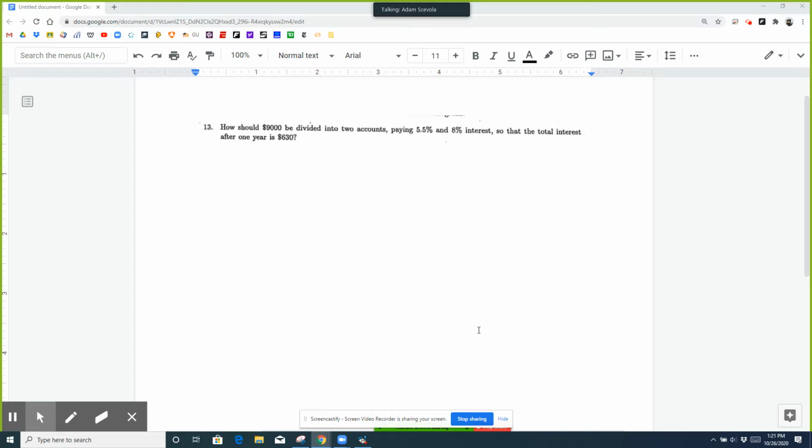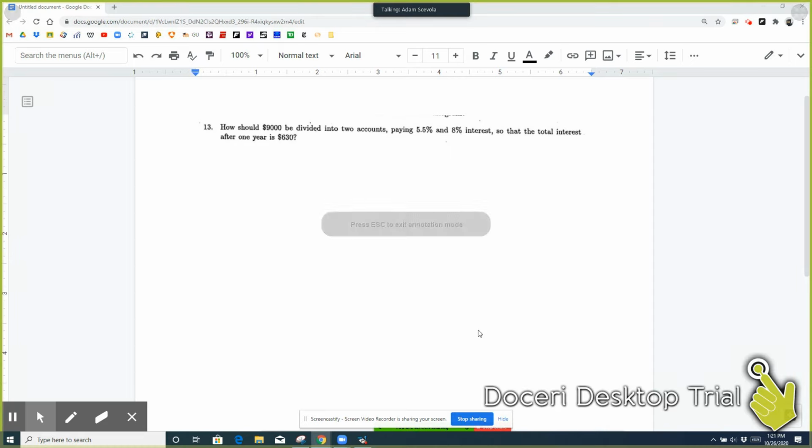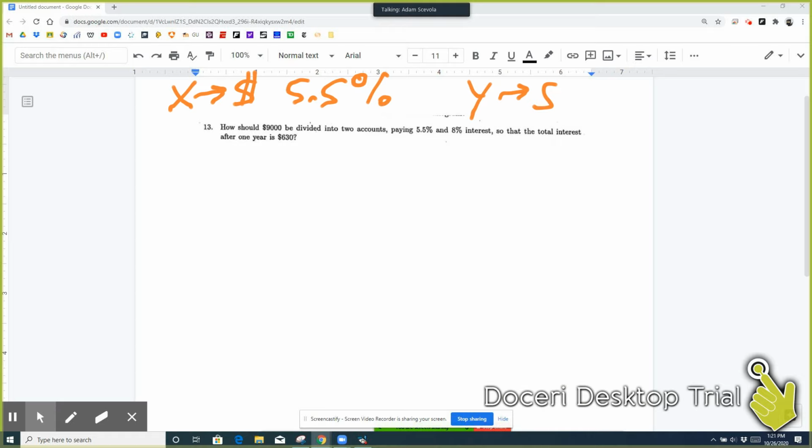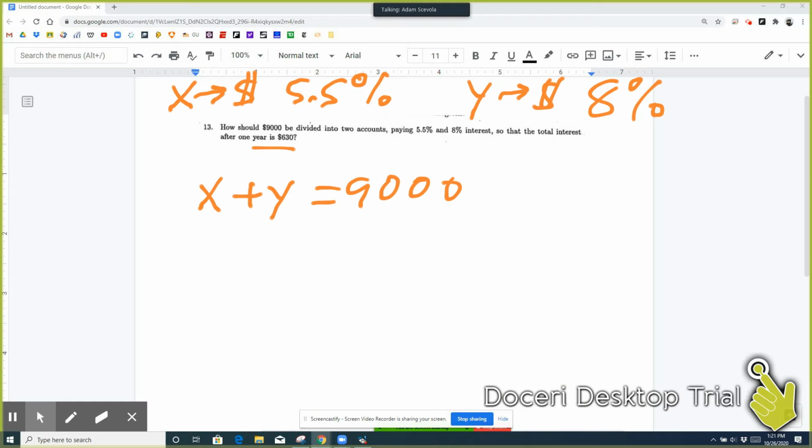So how should 9,000 be divided into two accounts? Let's make that our variables, because that's what we're looking for. We'll say X is the money that we put into the 5.5% account, and Y is the money that we put into the 8% account. Between the two accounts, we have $9,000 and we want to invest all of it. Now the interest is 630, so that's the profit that we're going to make.